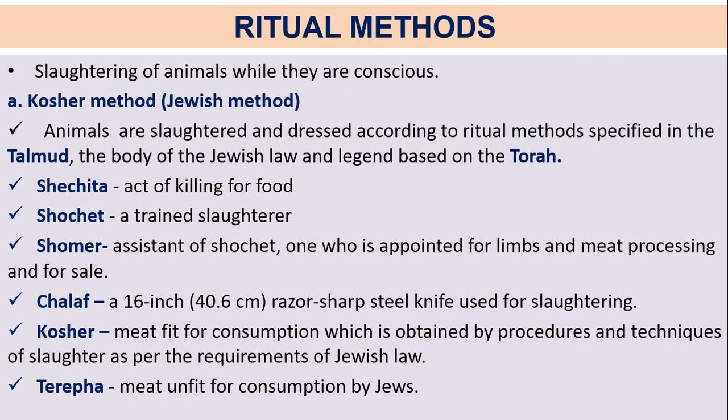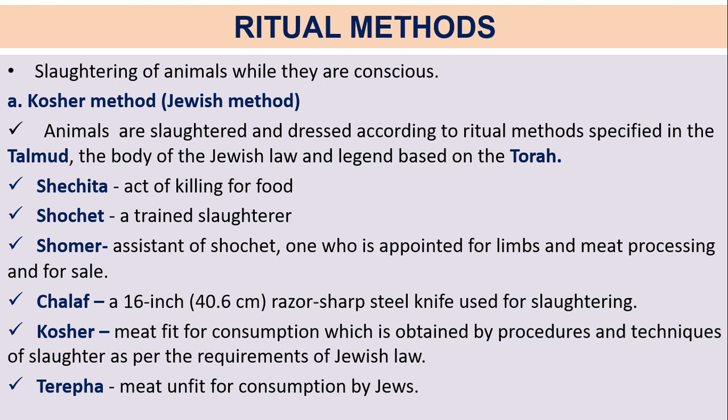Ritual methods. Slaughtering of animals while they are conscious. The kosher method is a traditional method used by Jews. That is also known as the Jewish method. Animals are slaughtered and dressed according to ritual methods specified in the Talmud, the Jewish holy book, that is, the body of Jewish law and legend based on the Torah.